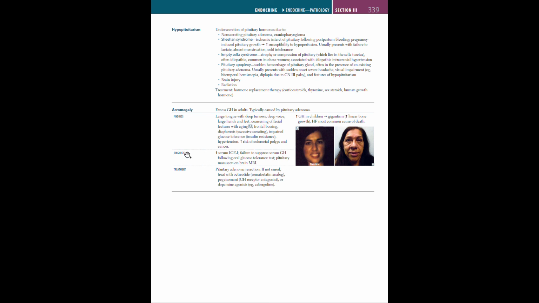Diagnoses are increased serum IGF-1, failure to suppress serum growth hormone following oral glucose tolerance test, pituitary mass seen on brain MRI. Treatment is pituitary adenoma resection. If not cured, treat with octreotide, which is a somatostatin analog, and pegvisomant, which is a growth hormone receptor antagonist, or dopamine agonist, for example, cabergoline.